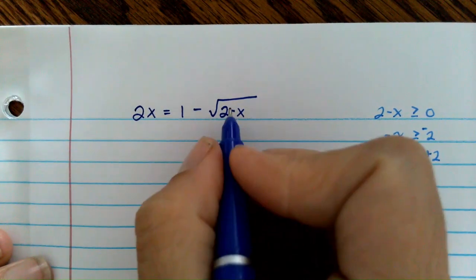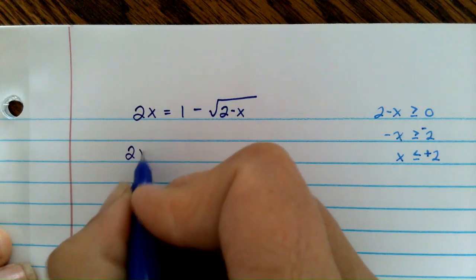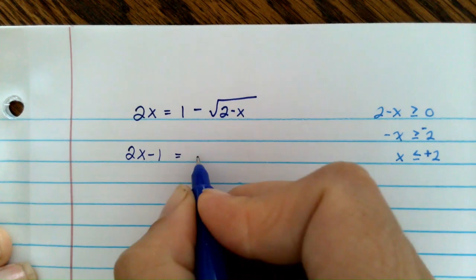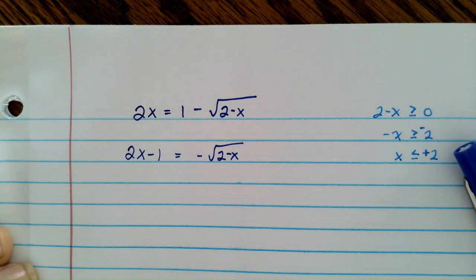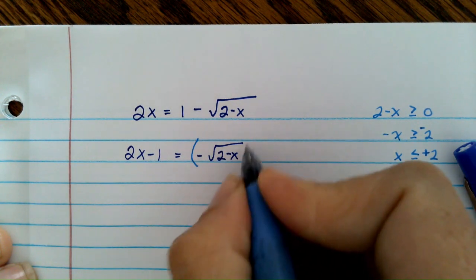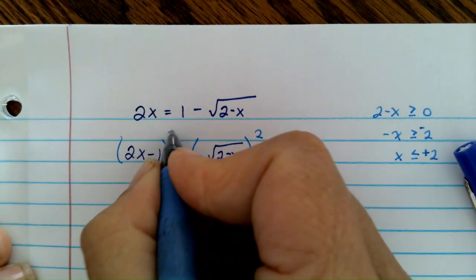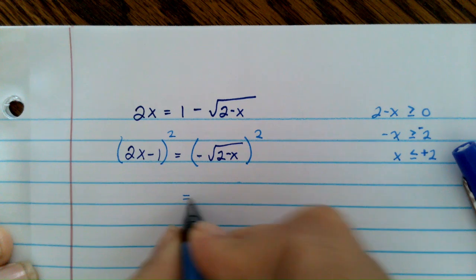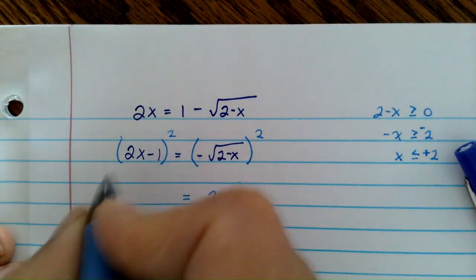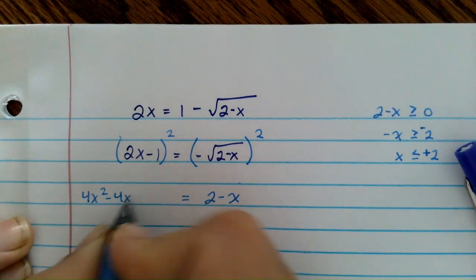All right, so to get rid of the radical, the first thing I'm going to do is isolate it. 2x minus 1 equals negative radical 2 minus x. Then, to cancel out, I'm going to square both sides. Notice how the entire monomial there gets squared. That's a monomial. So a negative squared is a positive. The square and the square root cancel out, and we're left with 2 minus x. Here we have to FOIL. So 4x squared minus 4x plus 1.